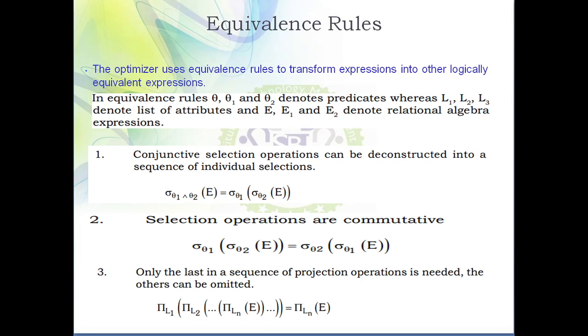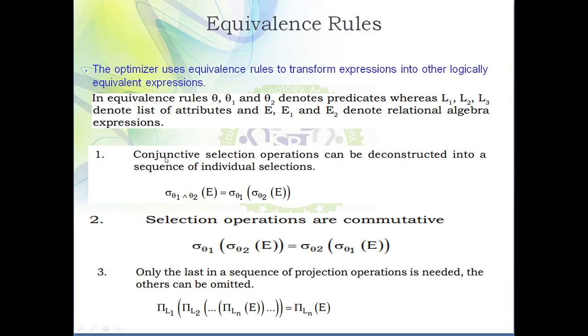Now let's discuss all these rules one by one. Now rule number 1: conjunctive selection operation can be deconstructed into a sequence of individual selections. Before discussing these rules, we should know that in the equivalence rules, theta, theta 1, theta 2 denote conditions, whereas L1, L2, L3 denote attributes, and E1, E2, E3 denote relational algebra expressions.